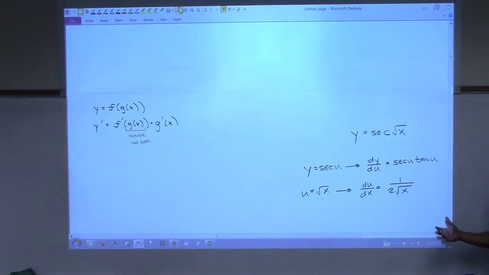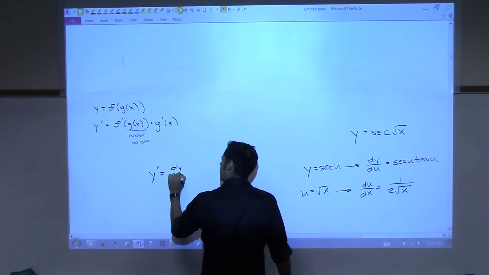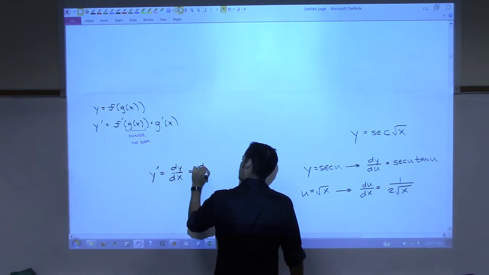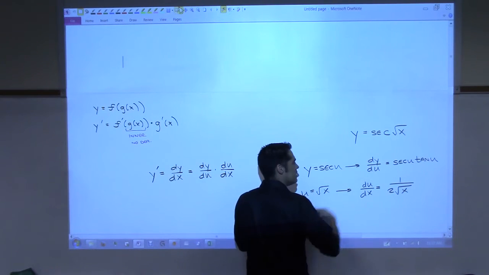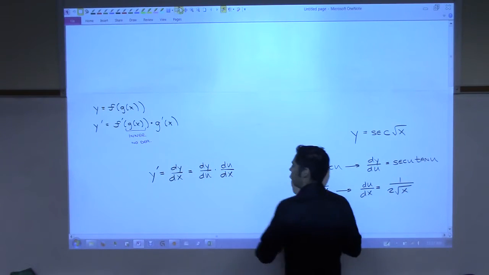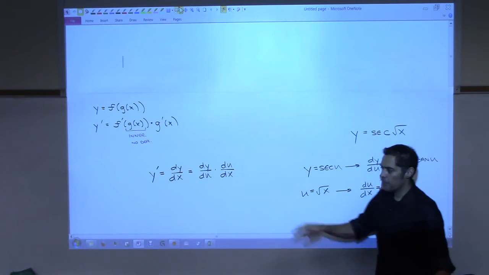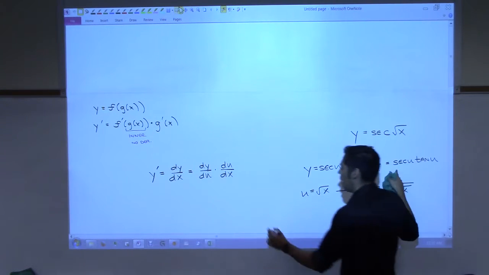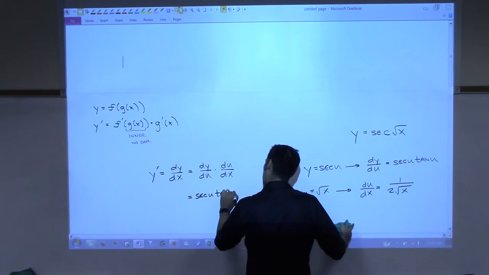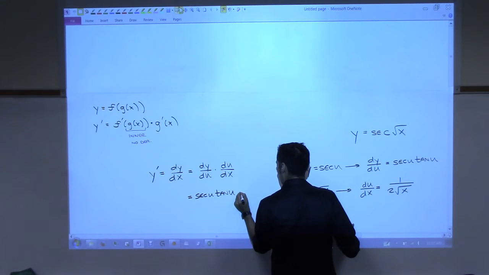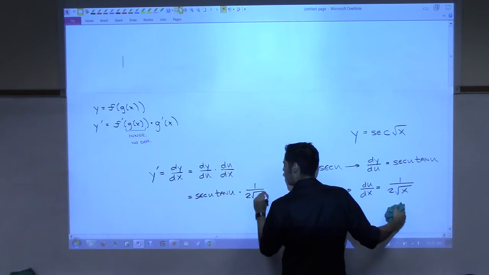And then he would realize that his answer, y prime, which is the same as dy dx, is equal to dy du times du dx. It's these two multiplied together. Remember, because I said the du's would cancel? Du, and that's dy dx. So for Leibniz, he would write down secant u tangent u times what? 1 over 2 root x.